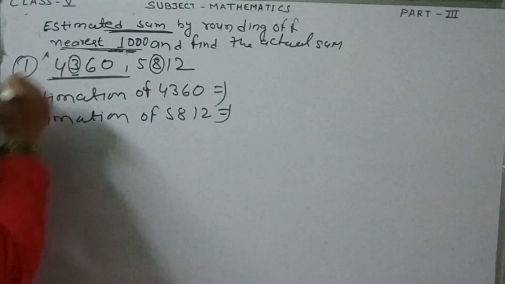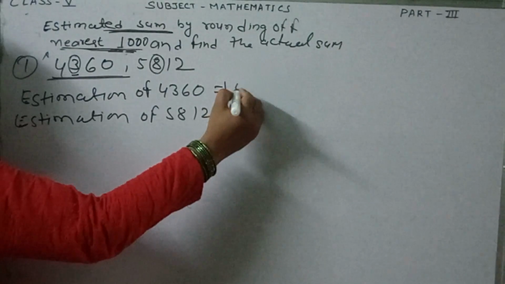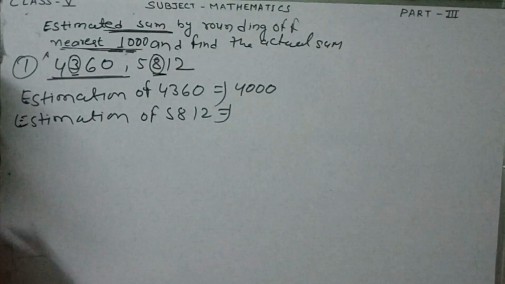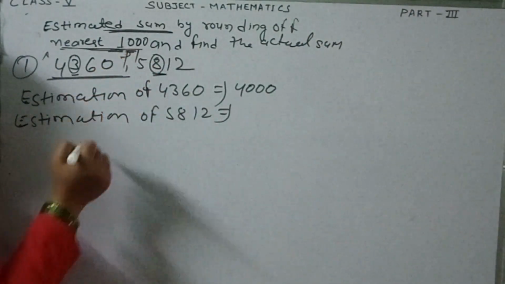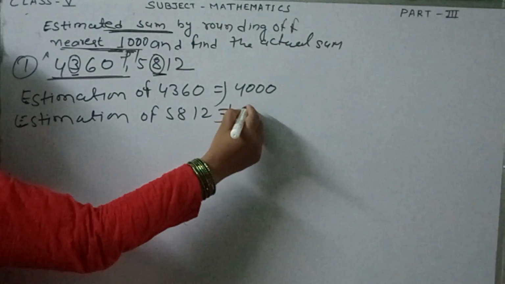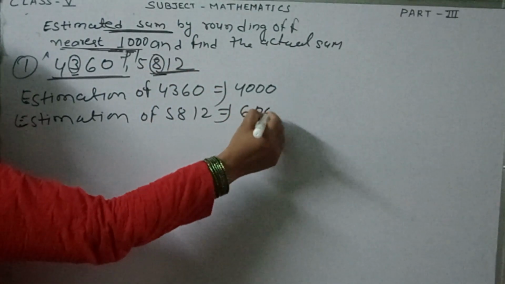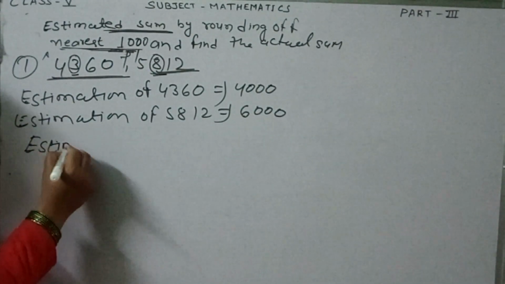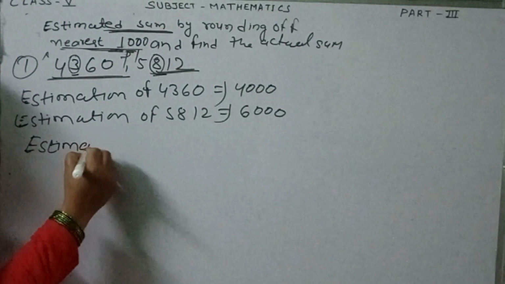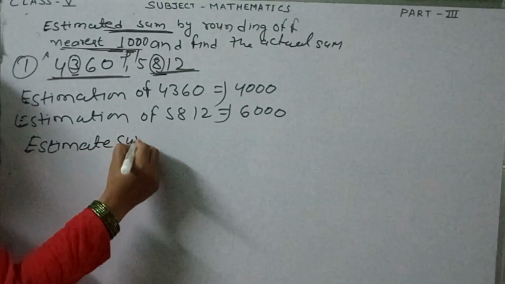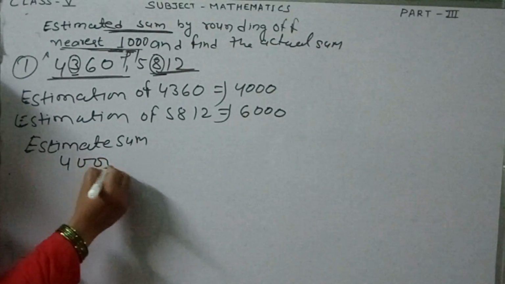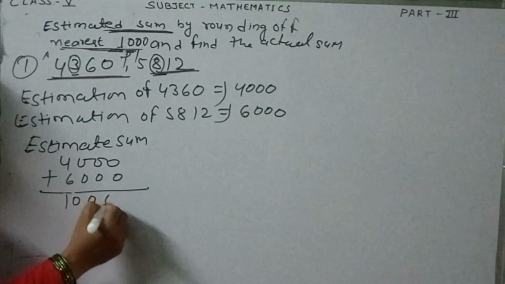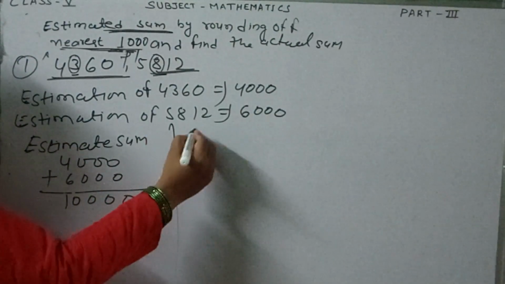So no need to add anything more here and simply we write 4000. And here see 8. 8 is greater than 5. So we have to add one to the next digit, that is here we have to write 6. And this number will be 000. After that we find the estimated sum, that is 4,000 and 6,000, that is 10,000.